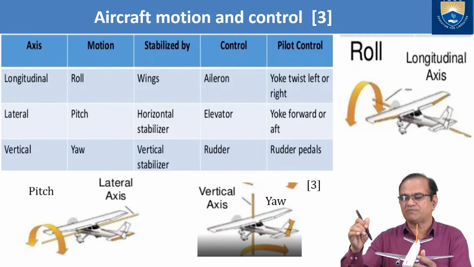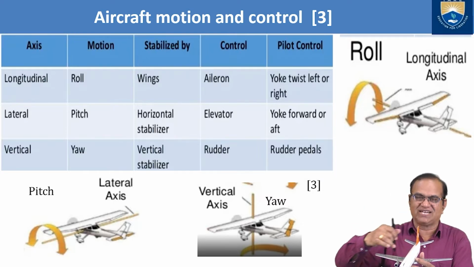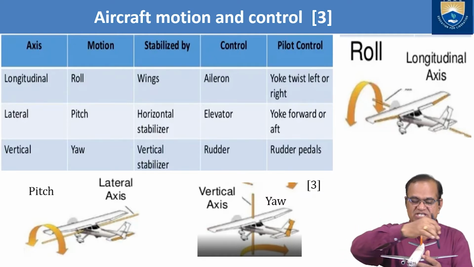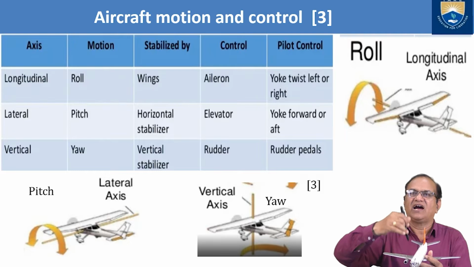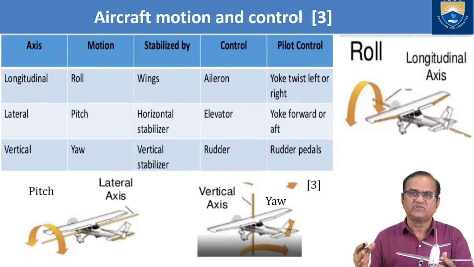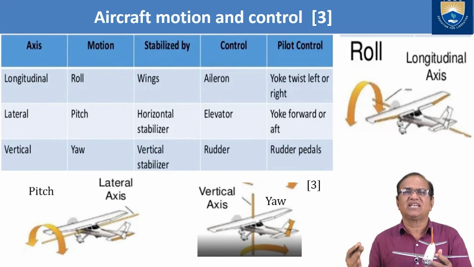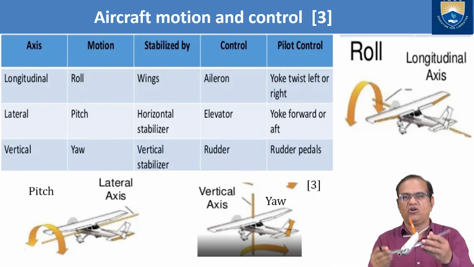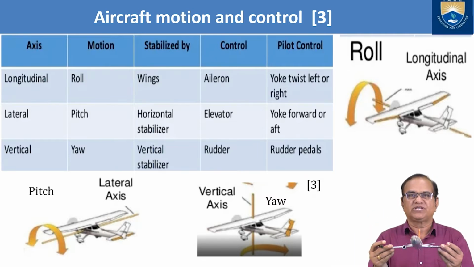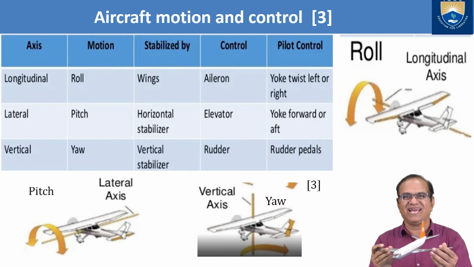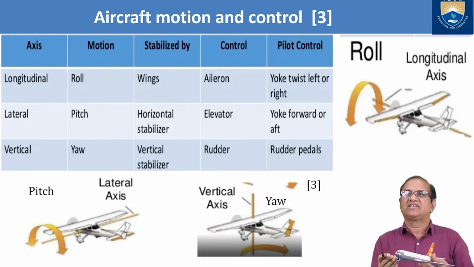The axis which is passing from wingtip to the wingtip via center of gravity, that axis is called the lateral axis. And the axis which is passing vertically up and down is called the yaw axis. So we have the three axes: longitudinal axis, lateral axis and the vertical axis. And the motion on the longitudinal axis is a roll like this. Motion in the lateral axis or y-axis is a pitch, and motion in the z-axis or vertical axis is yaw.